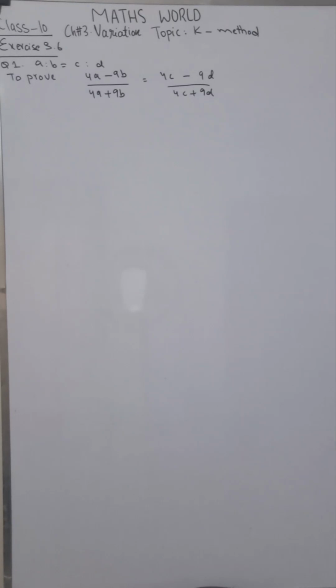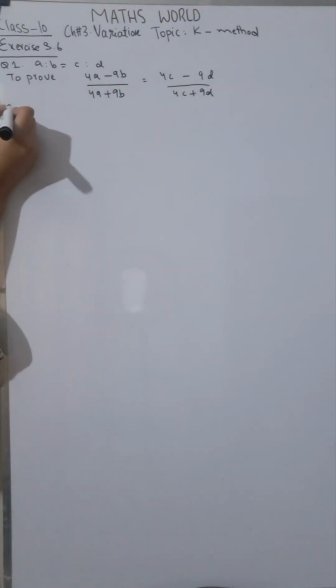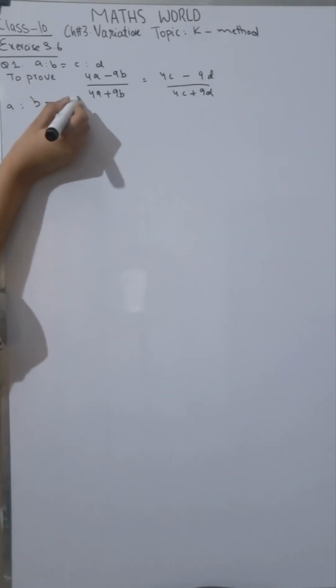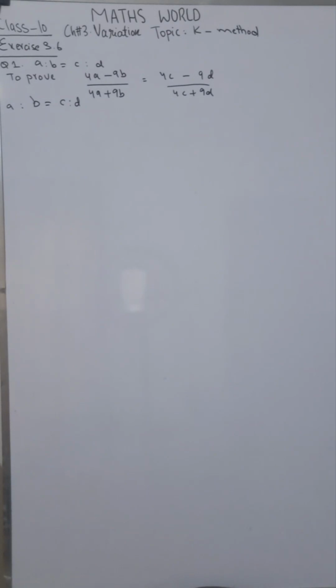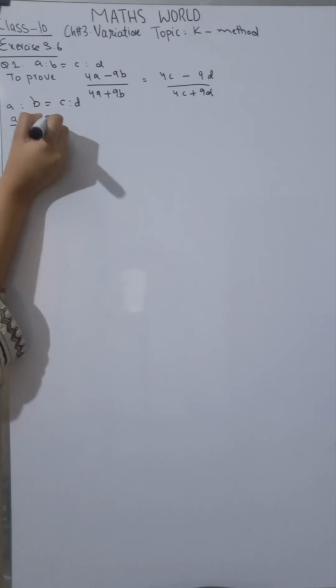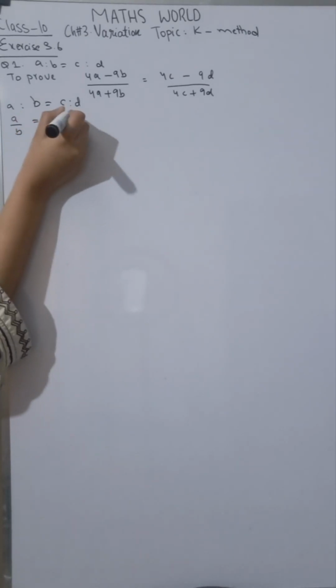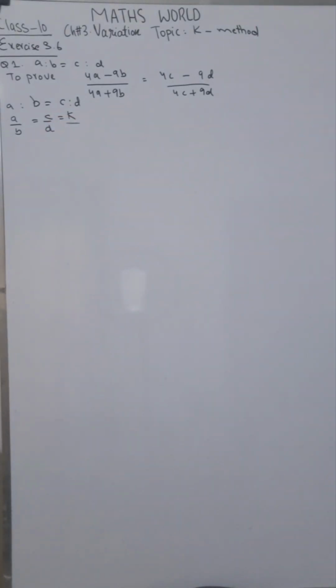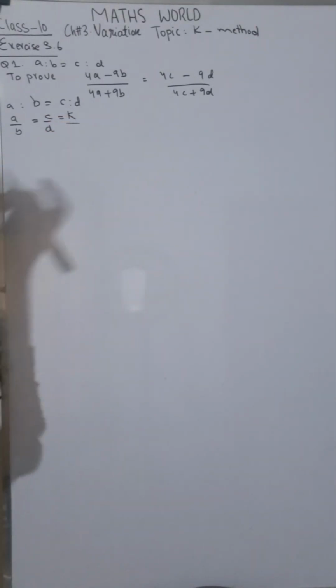If you just see this equation, you know that A ratio B is in proportion to C ratio D. You have the concept; it was the concept from the first exercise, and you're going to use it. How are you going to use it? You can write A divided by B equals C divided by D, which is equal to a constant K. Why are we putting the K? I will tell you.